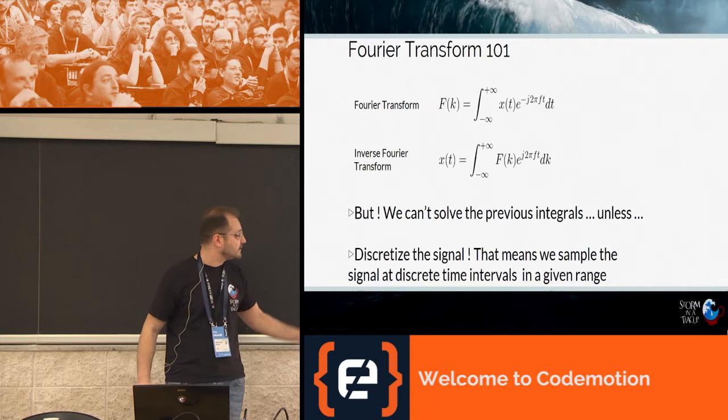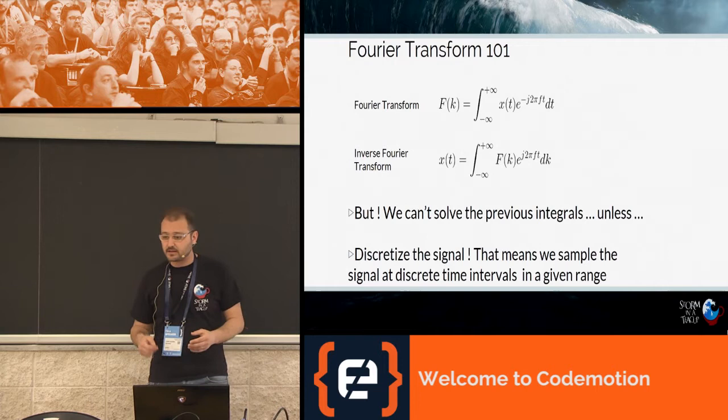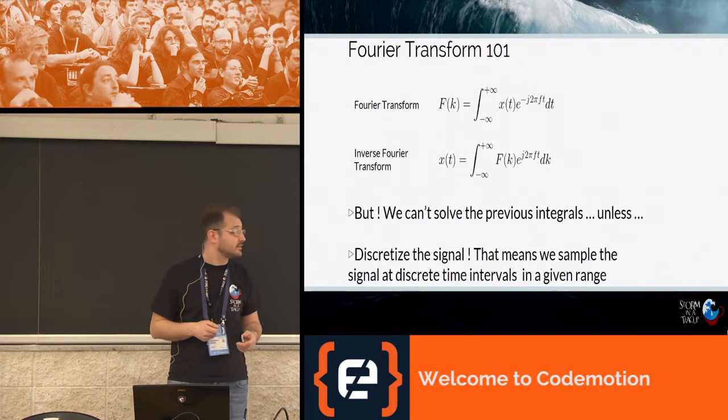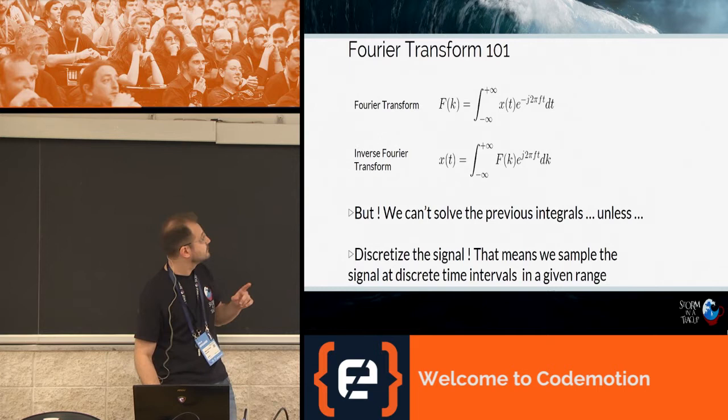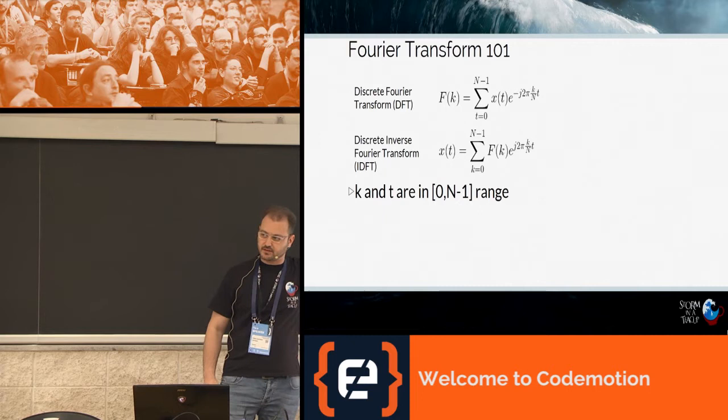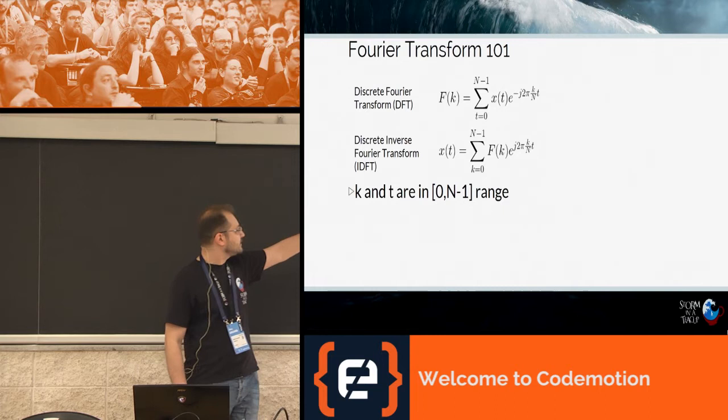So if we discretize the signal, we can sample the signal. Collecting those samples, the integral, or more precisely the summation, because we are in the discrete space now, we get the discrete Fourier transform and the inverse discrete Fourier transform, DFT and IDFT for short. So k and t are in the range 0 to N minus 1, okay?